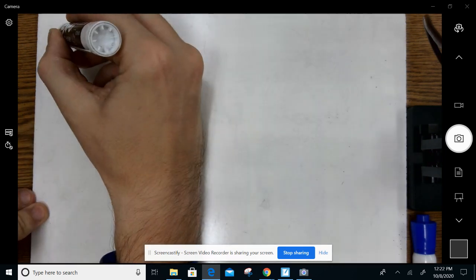So for this one, we're going to talk about the absolute value real quick. And I want to highlight two big differences here dealing with the absolute value. So let me pick out this one first.